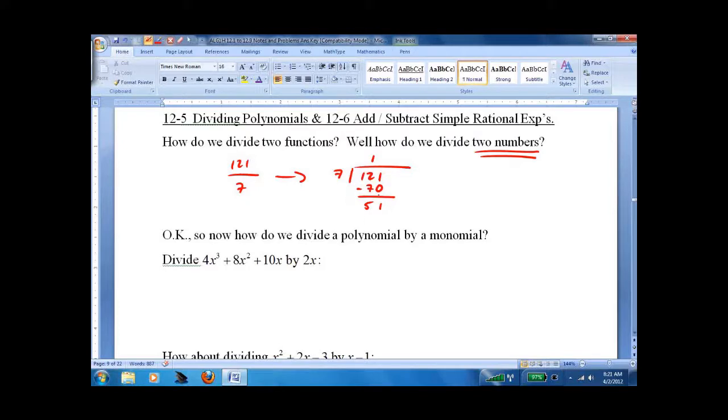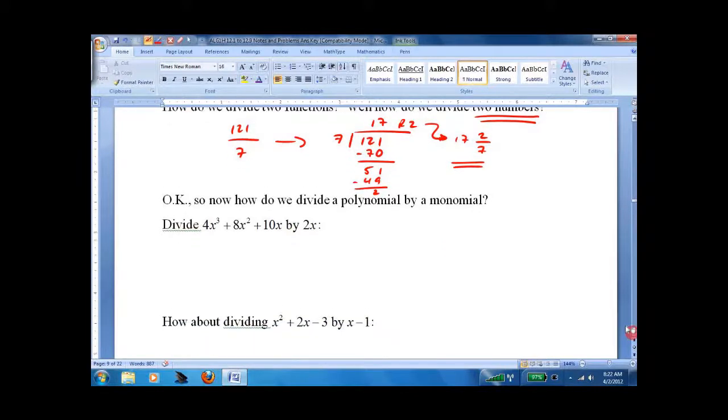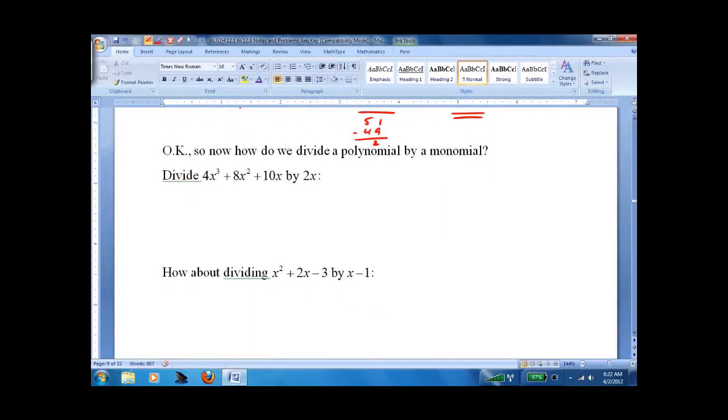And then it goes in there 7 times. We get 2. And the remainder is actually written differently. So we would say the whole answer is 17 and 2/7. So that's a long way to do it. And we can do the same thing for polynomials. So divide by 2x.